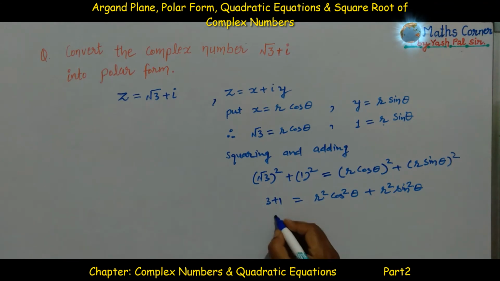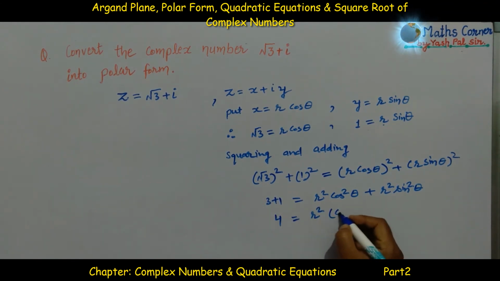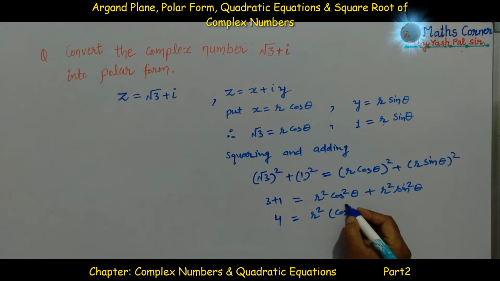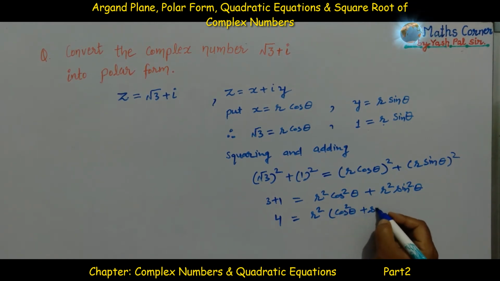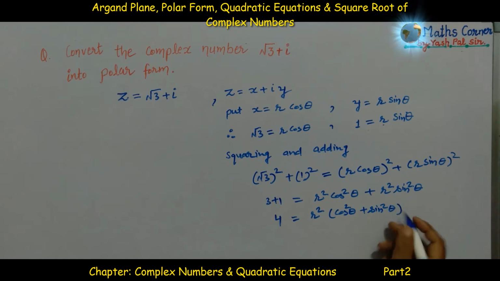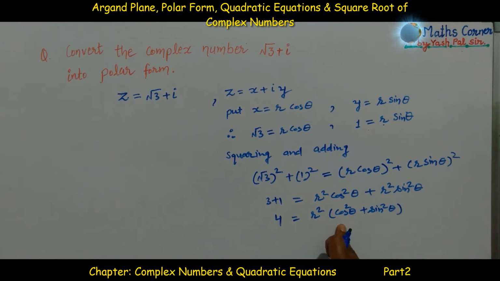So we see that 4 is equal to, taking r square common, r square into cos square theta plus sin square theta. Sin square theta plus cos square theta value is 1. So r square is 4. This implies the value of r is 2. Here minus sign is ignored because r is modulus, r is distance, which is non-negative.